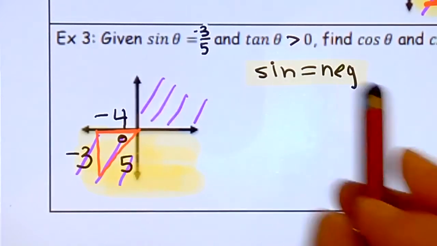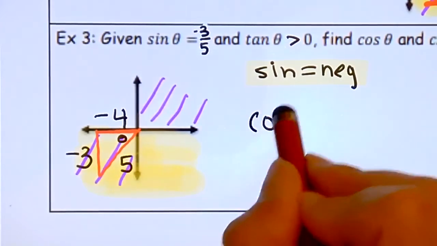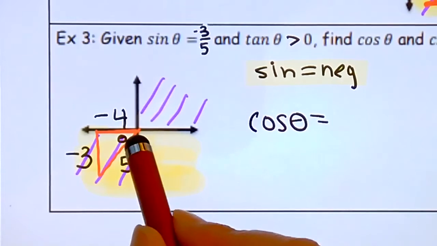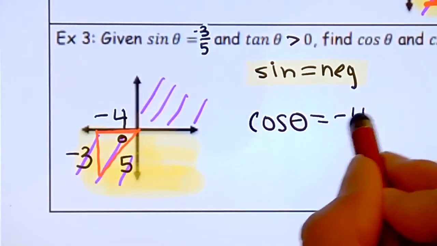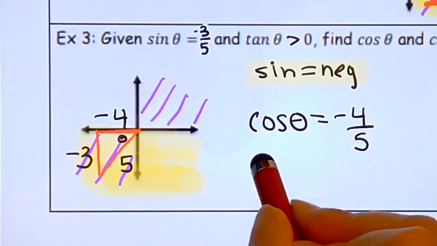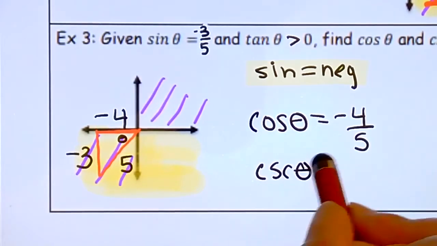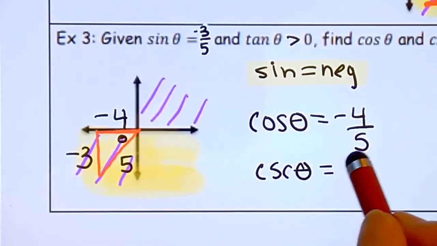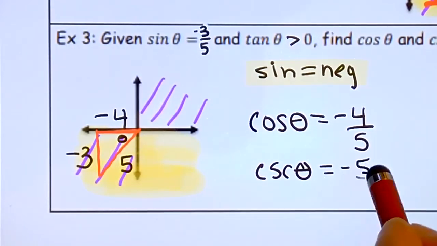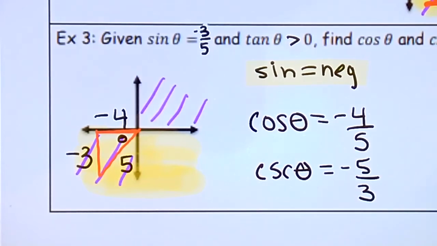So now when they want me to find cosine theta, it is going to be adjacent over hypotenuse, which is a negative 4 over 5. And cosecant theta, well, that's kind of easy to do because it's the reciprocal of my sine. So that's going to be a negative 5/3, and that's my answer.